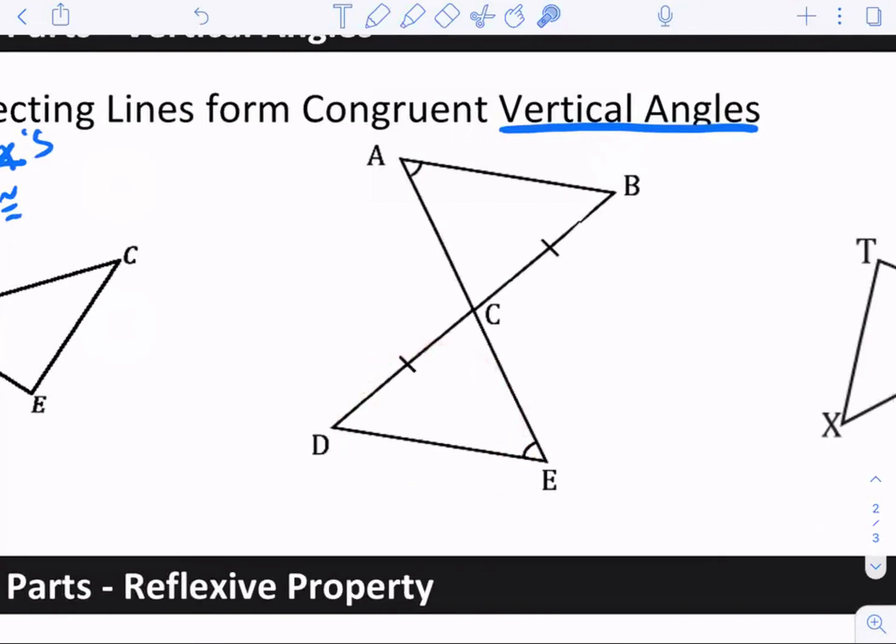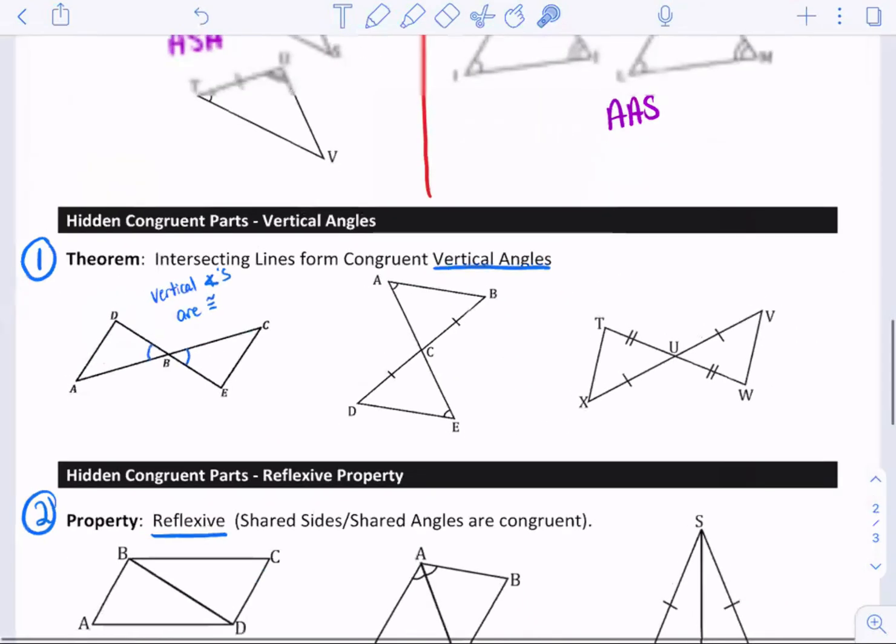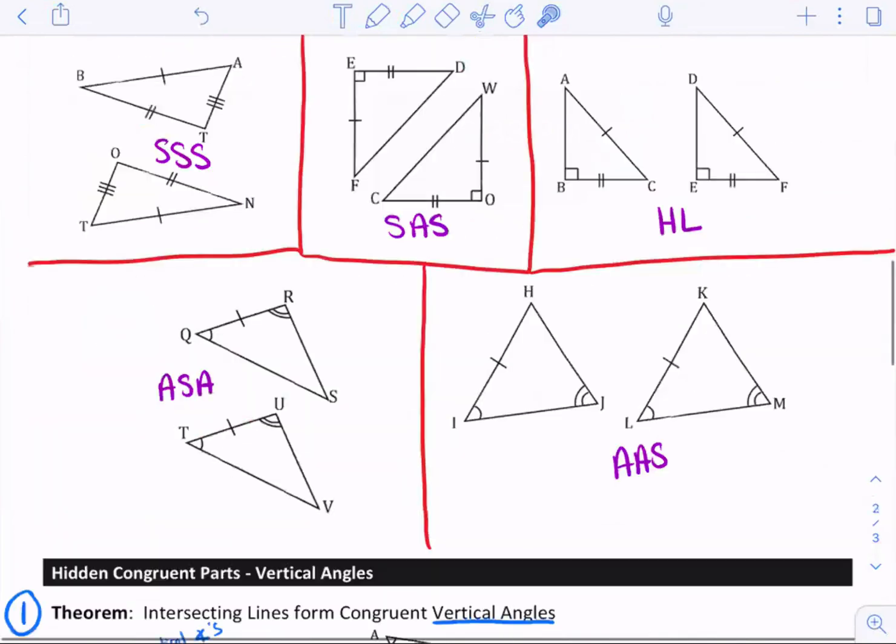In this triangle, I only have an angle and a side. Same thing here, I have an angle and a side. It's not enough information. We said before, we need 3 congruent parts.